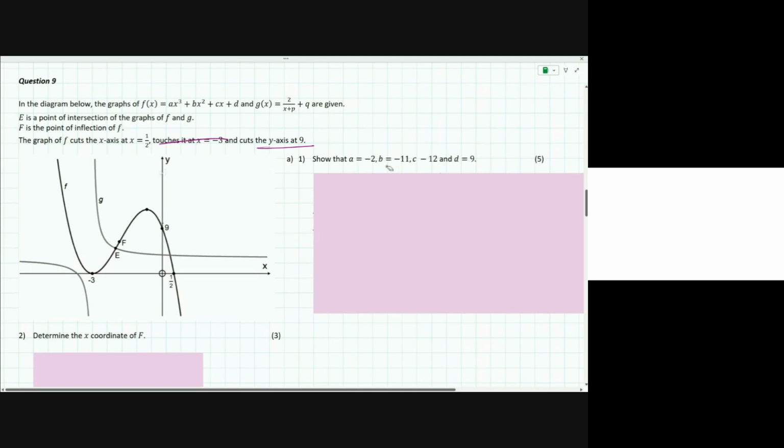The first question says, show that a equals -2, b equals -11, c equals -12, and d equals 9. This is a show that question, so you may not use those values anywhere in your working out. I don't want to see them. What you need to use are the x-intercepts and the y-intercept in order to solve for a, b, c, and d. Remember, -3 is both an x-intercept and a turning point. That might be useful to you, but you have more than enough information to find those values. This is a 5-mark question.